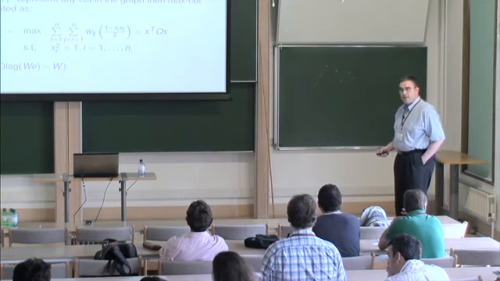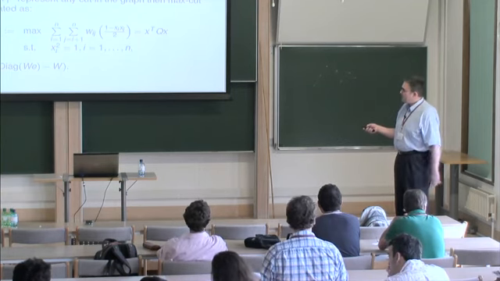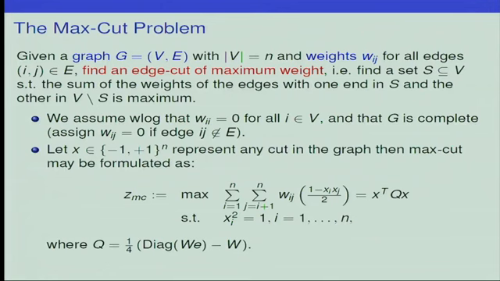So max cut, another way of looking at it, is that we're maximizing a quadratic function over the set of binary values for the elements of the vector x. And this is known to be an NP-hard problem in general, although some instances are easier. And I'm going to also use Z max cut to denote the optimal value of the max cut problem itself.